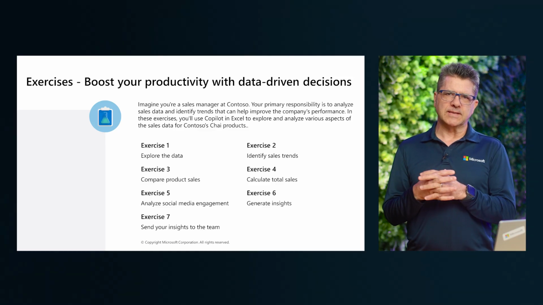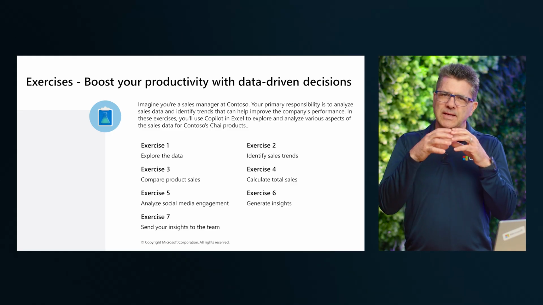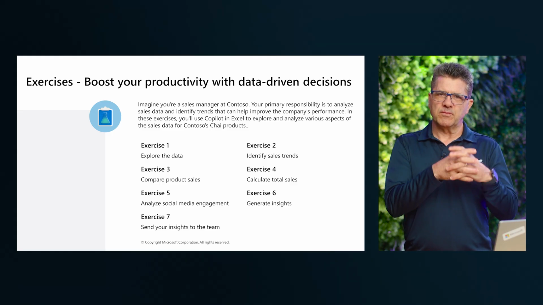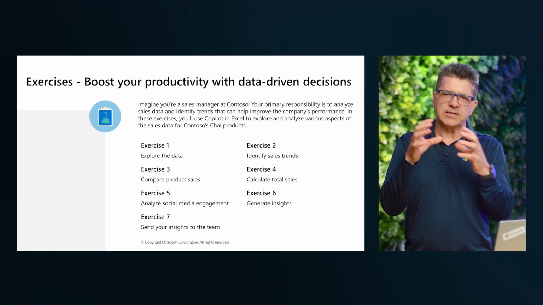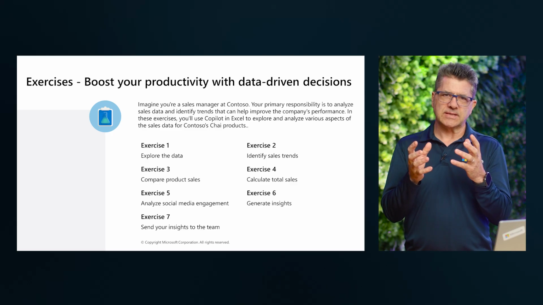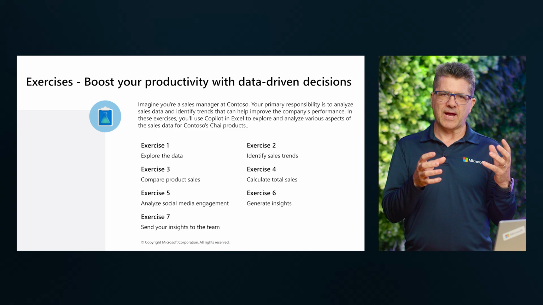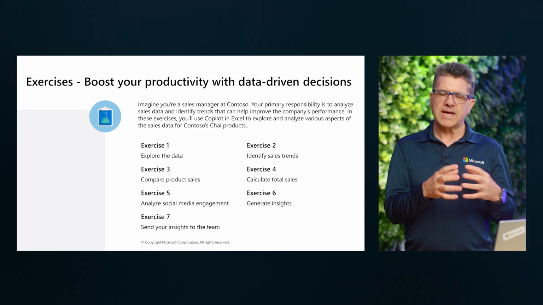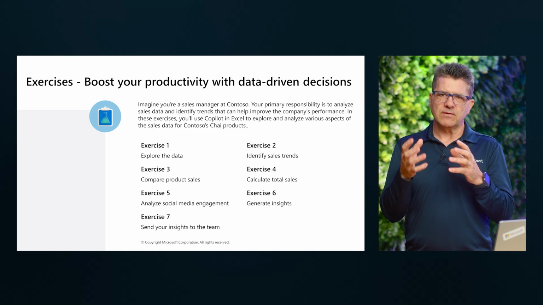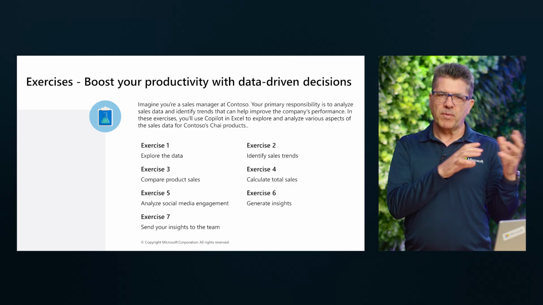Now that we have had an example of how Copilot works in Excel, we discussed the insights of the data, how it easily can build your pivot tables, can analyze formulas, can identify trends in your data. It is your time to do that. In this exercise that we created, first, you are going to explore the data that you have. You're going to analyze, you're going to enhance that data. Then you're going to identify sales trends in your data. Next, you are going to compare products.